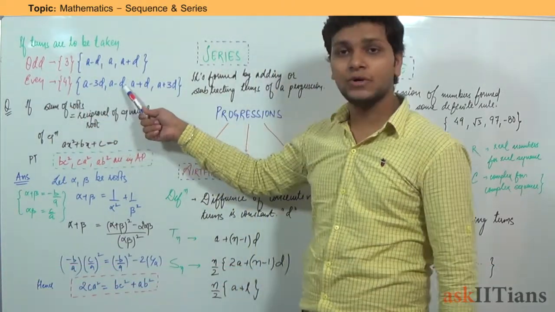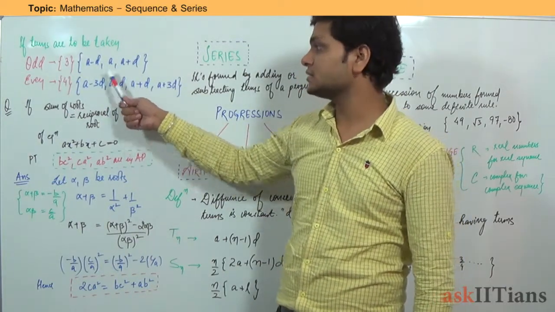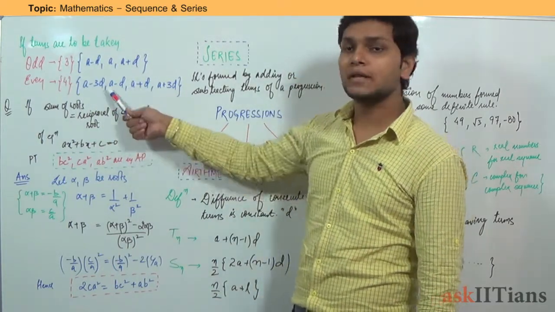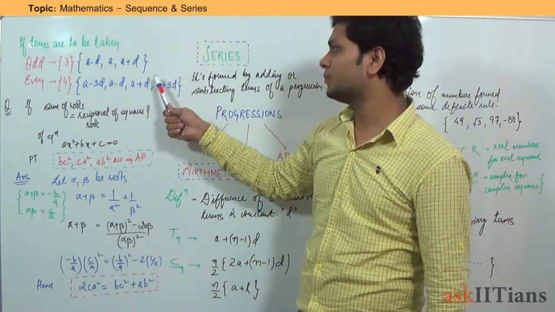We see that we have to take a series where the common difference is 2D. As you can see, a minus D minus a minus 3D is going to give me 2D. A plus D minus a minus D is going to give me 2D. Why do we do all this with a different approach?